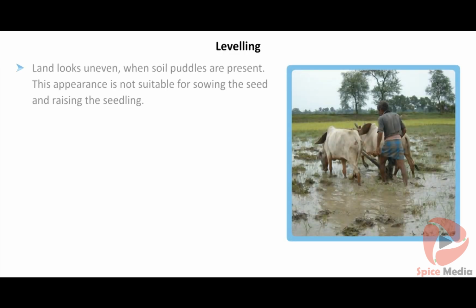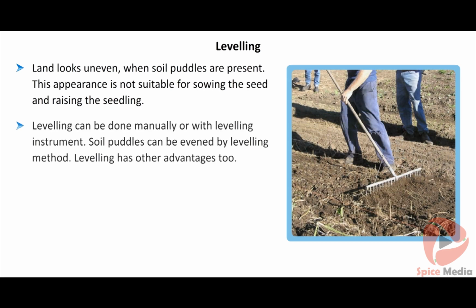Leveling. The land looks uneven when soil puddles are present. This appearance is not suitable for sowing the seed and raising the seedling. Leveling can be done manually or with a leveling instrument. Soil puddles can be evened by the leveling method.